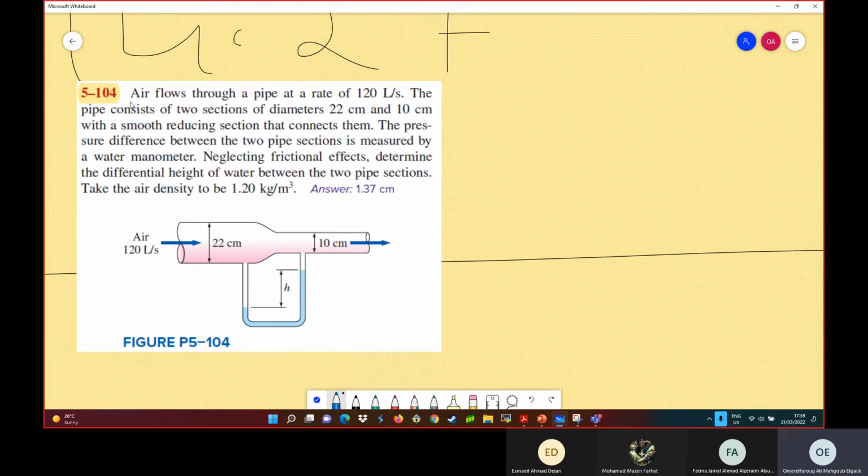Okay, so you have airflow through a pipe at a rate of 120 liters per second. The pipe consists of 2 sections of diameter 22 centimeters and 10 centimeters, with a smooth reducing section that can connect them. The pressure difference between the 2 pipe sections is measured by a water manometer. Neglecting frictional effect, determine the differential height of water between the 2 pipe sections. We want to find this H.